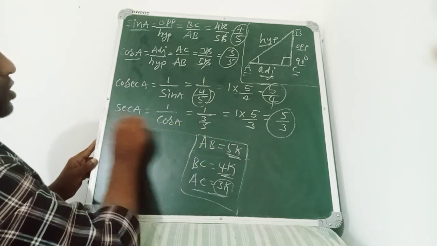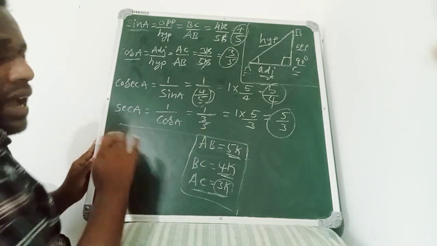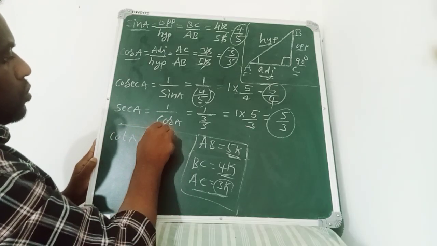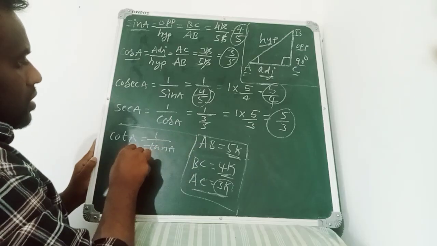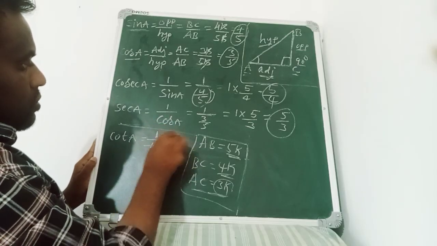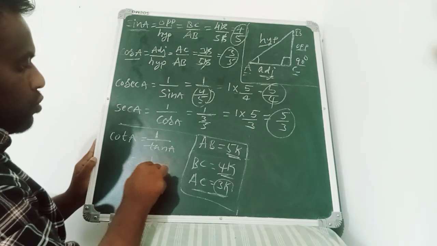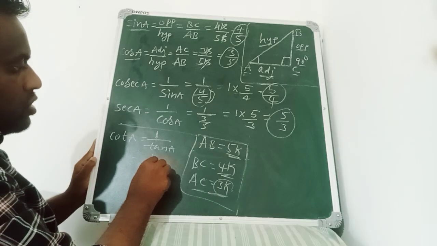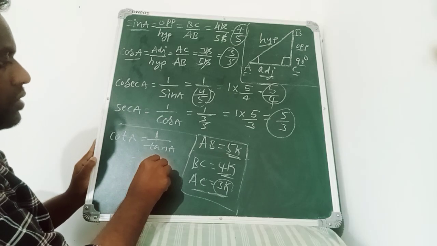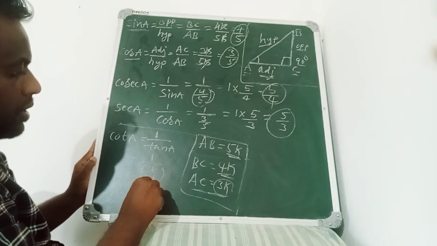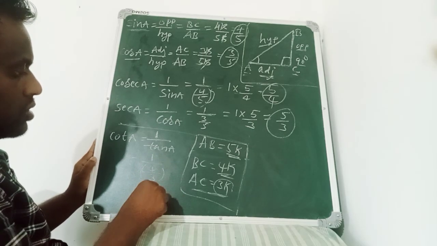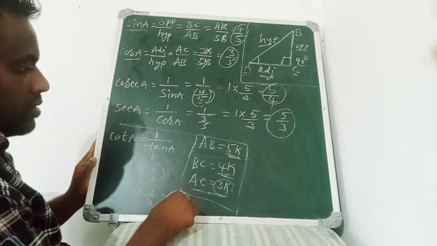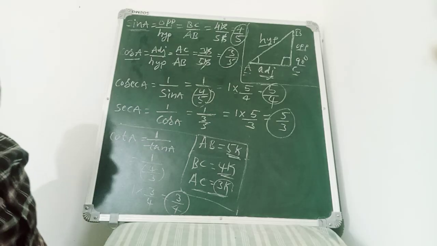Next, tan A. Sorry, tan A is already there. We want cot A. So cot A is equal to 1 by tan A. So 1 divided by tan A, which is already given in the question, 4 by 3. Next, this one you keep as it is. Change this division into multiplication. When this is changed, 4 by 3 will become 3 by 4. So 3 by 4 into 1, we get 3 by 4 only.